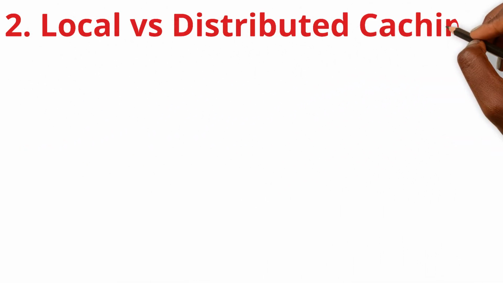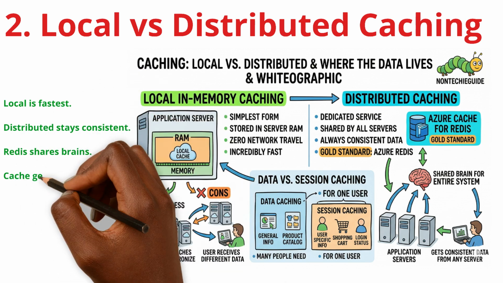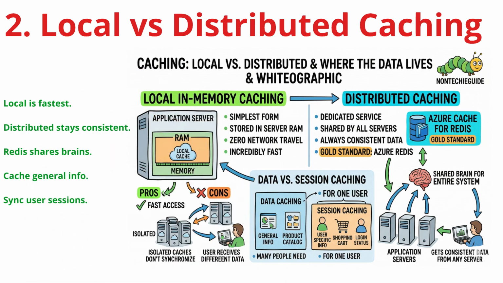Deciding where your data lives is a bit like choosing between a private notebook and a shared whiteboard. First, there's local in-memory caching. This is the simplest approach because the data stays right inside the server's own memory. It is incredibly fast because there's zero network travel involved. However, it's isolated. If you have 10 different servers, they each have their own private notebook. If server A learns something new, server B is left in the dark.